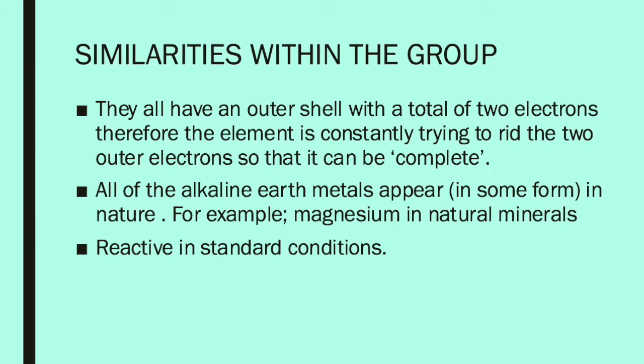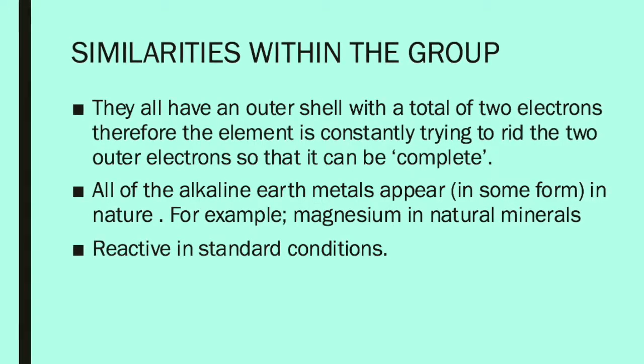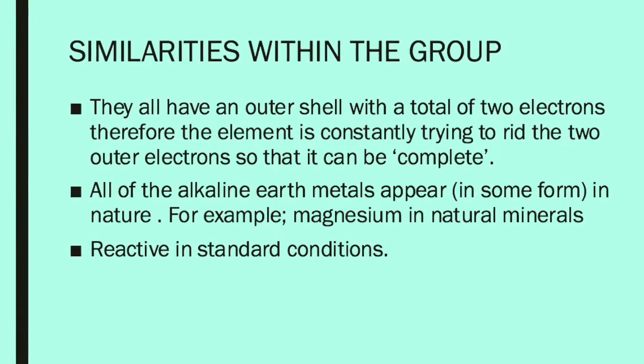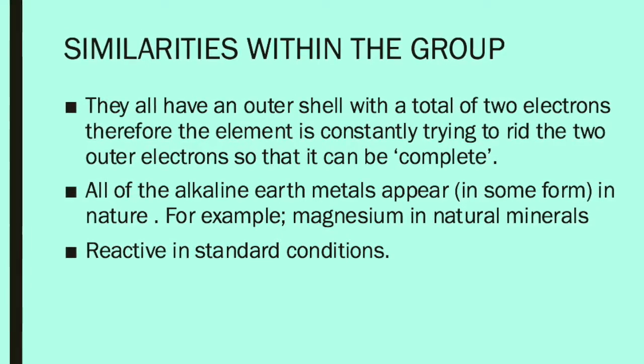When analysing the structure of all the elements in Group 2, they all have an outer shell with a total of 2 electrons. The full capacity of electrons that the outer shell can hold is 8. Therefore, because the elements only have 2 electrons, the element is constantly trying to rid the 2 outer electrons so that it can be complete.